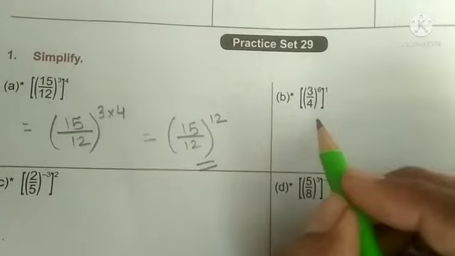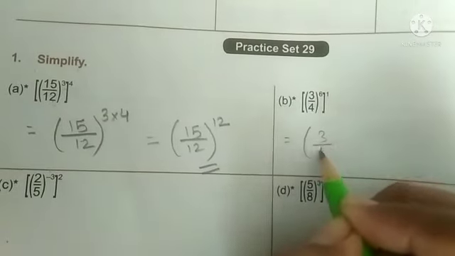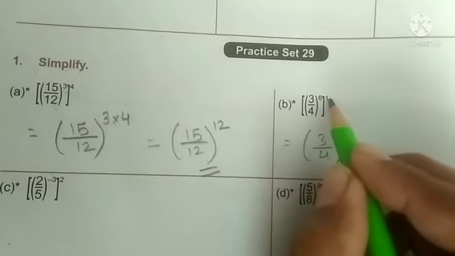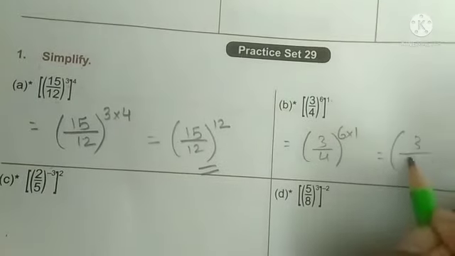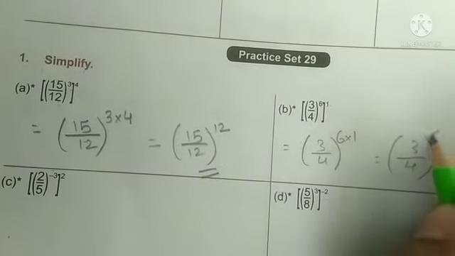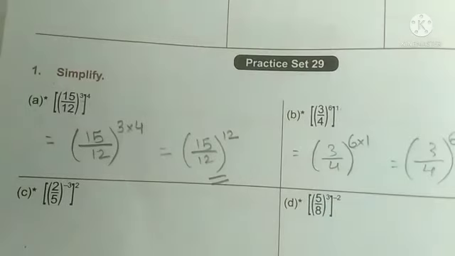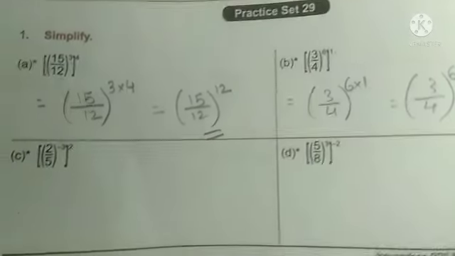So similarly, see the next one. It is given 3 upon 4, with 6 and 1 as indices. So 6 multiplied by 1. So what will be your answer? Your answer is 3 upon 4 raised to 6, because 6 ones are 6. Clear, students?